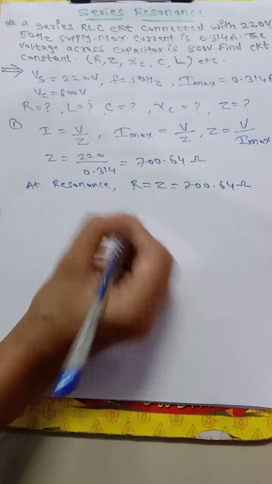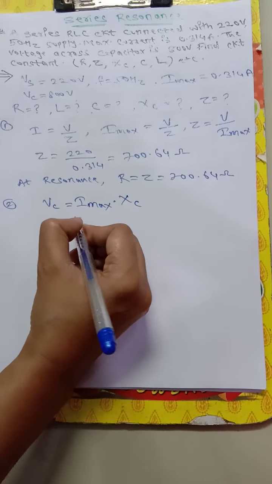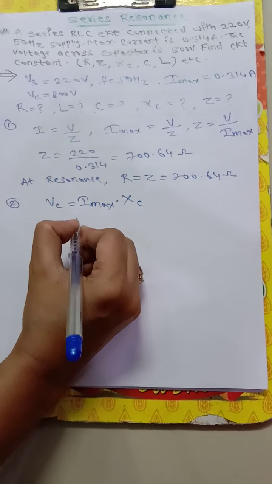Now the second parameter is the voltage drop across the reactance. The first was the impedance. Second, V equals IZ, or V equals I times the reactance, that is the capacitive reactance. So what is my VC, the voltage drop across the capacitor? It is 800, and what is my I? 0.314. So the unknown parameter is XC. In this way you can calculate XC equals 2547.7 ohm, the capacitive reactance.